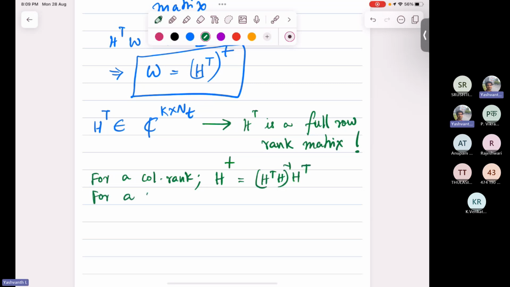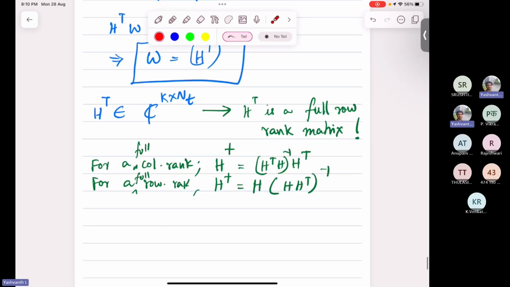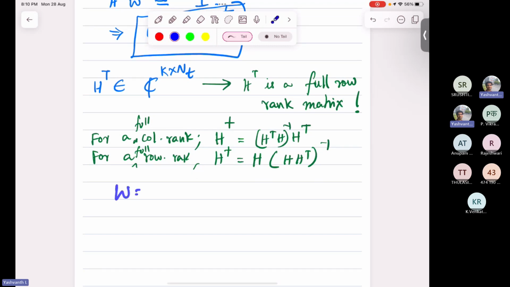For a full row rank, H pseudo inverse is given by, you can just take the dual: H times H transpose the whole inverse. I mean, just bring this H transpose here, and wherever there's a transpose, remove the transpose. Wherever there's no transpose, bring the transpose. That's all.